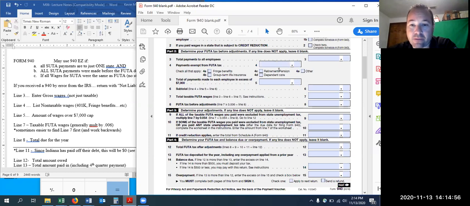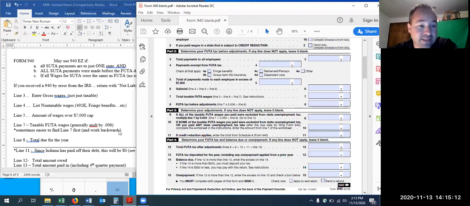Then it says, okay, add up line 4 and 5. These are basically going to be not taxable. And then we're going to subtract. We're going to take line 3 minus line 6. That tells us how much FUTA taxable wages we had, and then we multiply it by the rate.